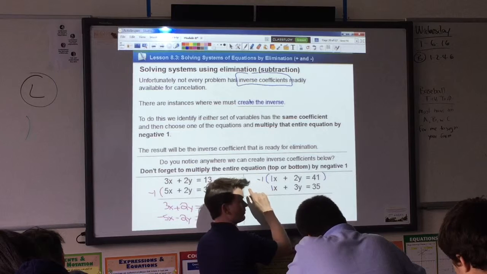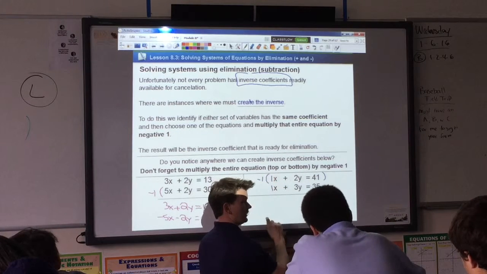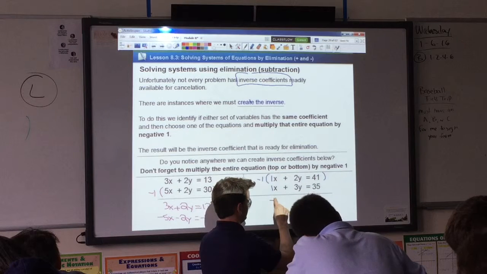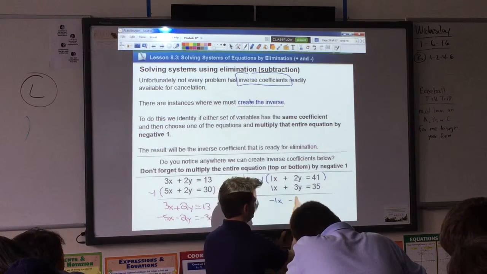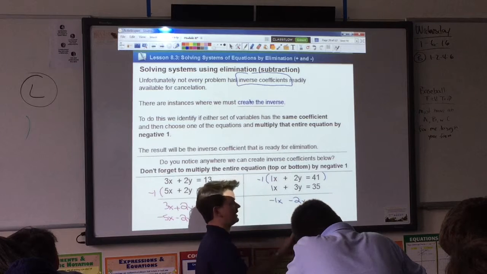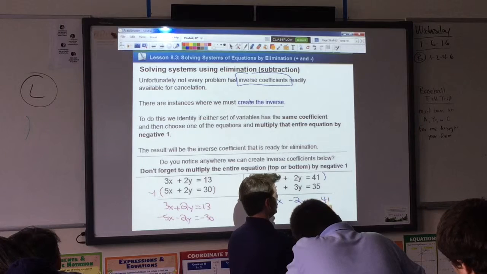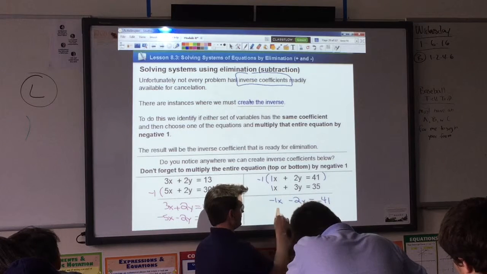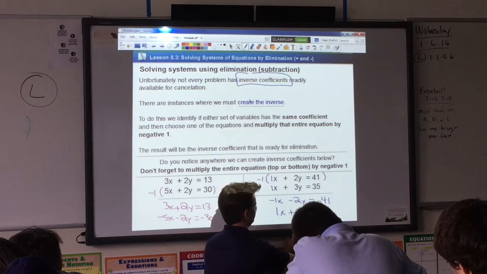So, since we are multiplying the top equation by negative 1, we'll start there. What is negative 1 times 1x? Negative 1x. Negative 1 times positive 2y? Negative 2y. And negative 1 times 41 gives me? Negative 41. Did the bottom equation change at all? No, it did not. So I will just bring it down. 1x plus 3y equals 35.